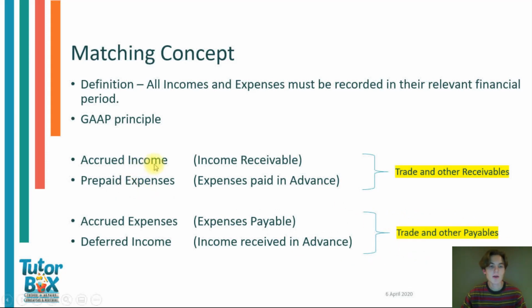So accrued income is income that we still need to receive. An example of this is debtors. Prepaid expenses are expenses paid in advance that can relate to my rent expense example that I showed you in the definition. And then we'll have accrued expenses. These are expenses that we still need to pay for the current financial year. And deferred income, which is income that we have received in advance. So this income should be for the next financial year. However, we've received it in this financial year.